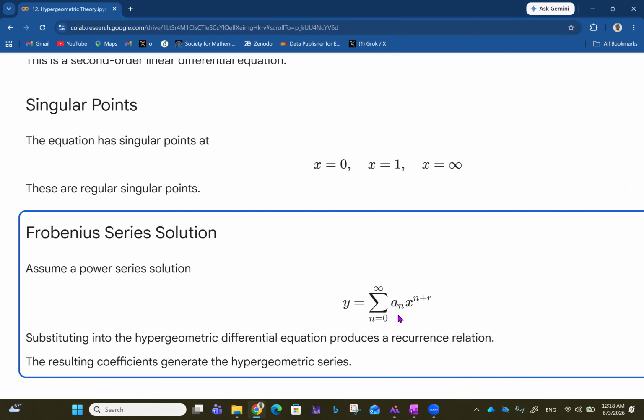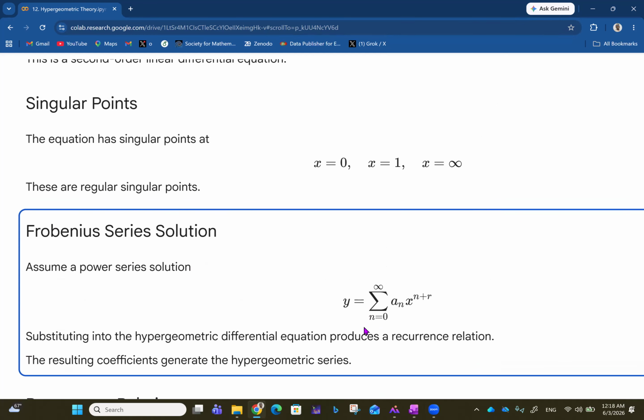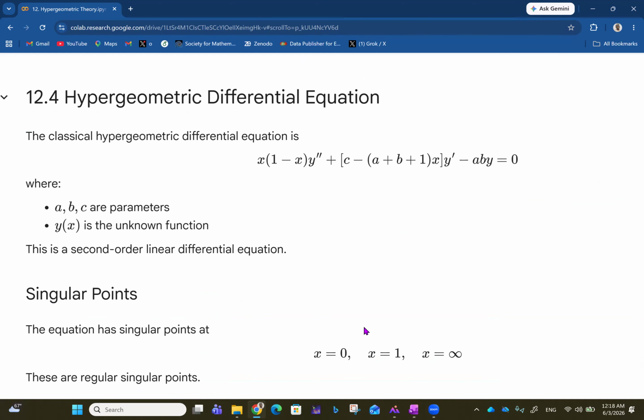That will be y prime equals the summation from n equals 1 to infinity of a sub n into (n plus r), x raised to n plus r minus 1. We differentiate a second time again. We have the summation from n equals 2 to infinity of a sub n into (n plus r) into (n plus r minus 1), x raised to n plus r minus 2. We substitute all of that for y double prime, y prime, and y, and by the time we do all of that, that produces a recurrence relation, and from there we can get the resulting coefficients which generate the hypergeometric series, which is actually a solution to the hypergeometric differential equation.